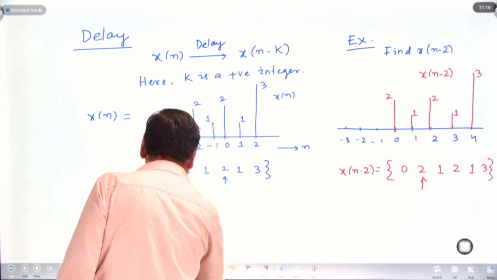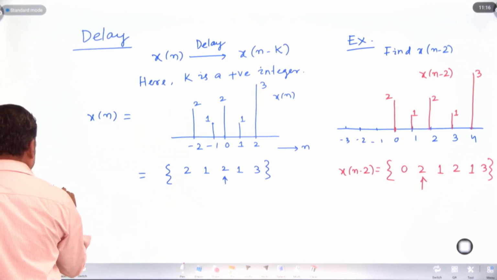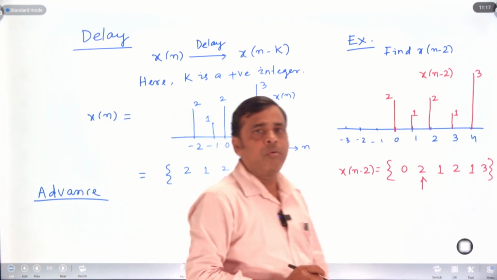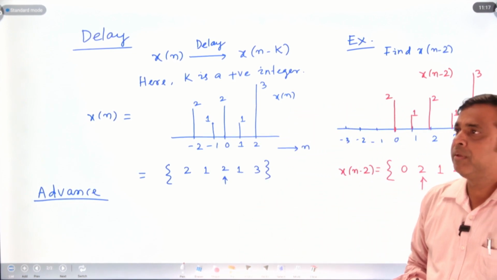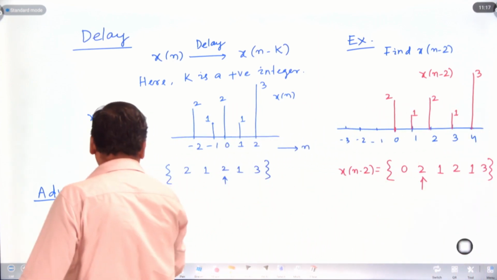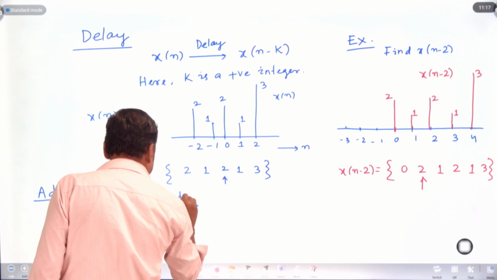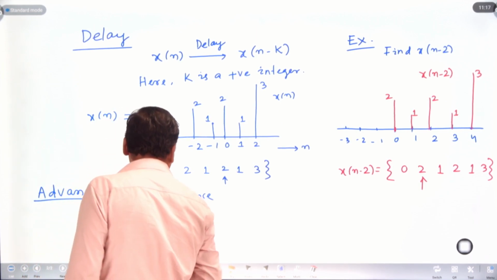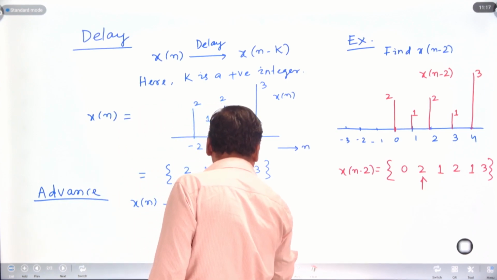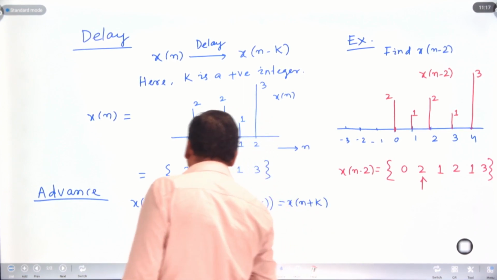If I say advance, what is advance? As far as shifting is concerned, one is delay, another one is advance. If it is delayed, here k is positive. If it is advanced, if x of n is your discrete signal and it is advanced by k units of samples, the resulting signal is nothing but x of n plus k. Here k is a negative integer.